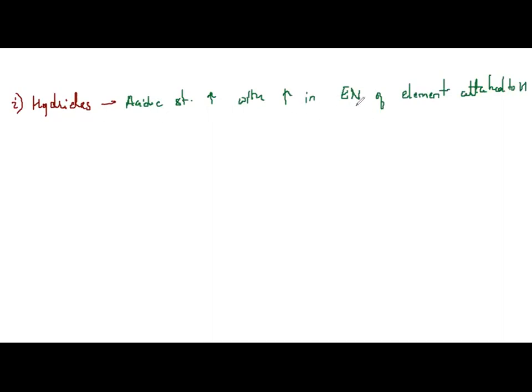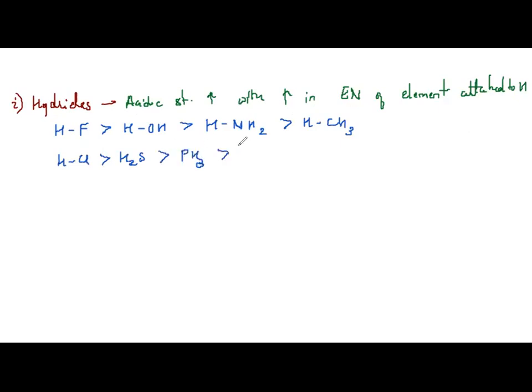So acidic strength increases with the increase in electronegativity. If you consider halogens, HF becomes more acidic. Then comes HOH, because oxygen is the next most electronegative. Then comes nitrogen, which is third most electronegative. Then comes carbon. Even HCl, then comes H2S, then comes PH3, phosphine, then comes SiH4. So this is about hydrides.